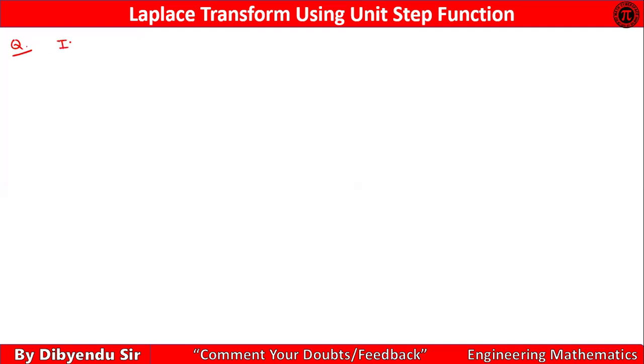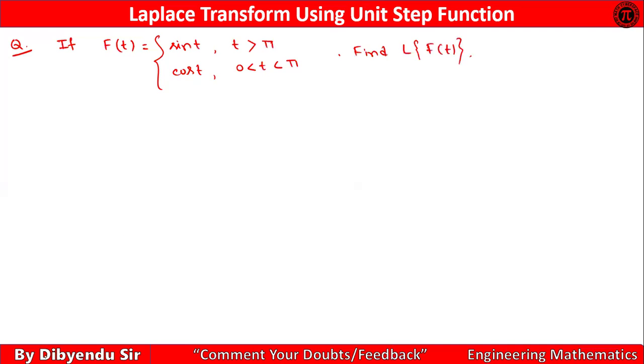If f of t is equal to sine t when t is greater than pi, and cos t when 0 is less than t less than pi. This is our given function. You have to find Laplace of f of t. Solution.